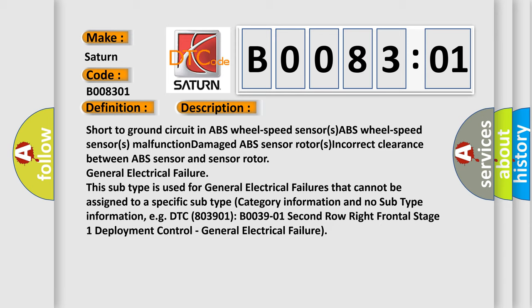General electrical failure. This subtype is used for general electrical failures that cannot be assigned to a specific subtype category and have no subtype information, e.g. DTC B0039-01, second row right frontal Stage 1 Deployment Control, General Electrical Failure.